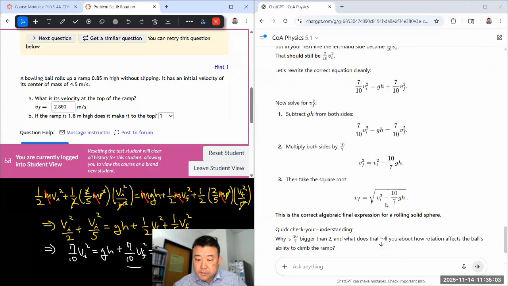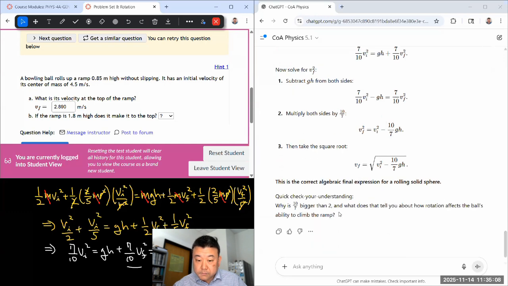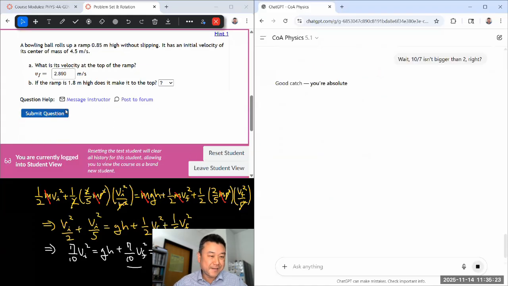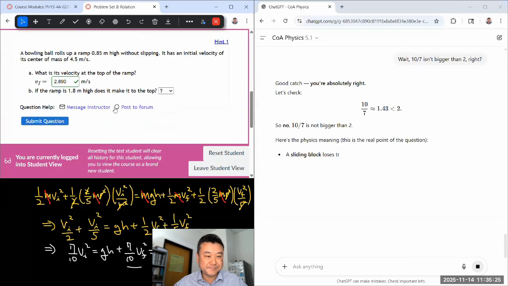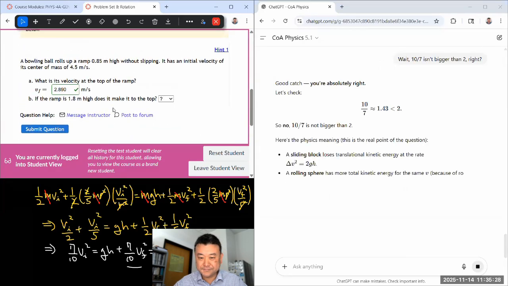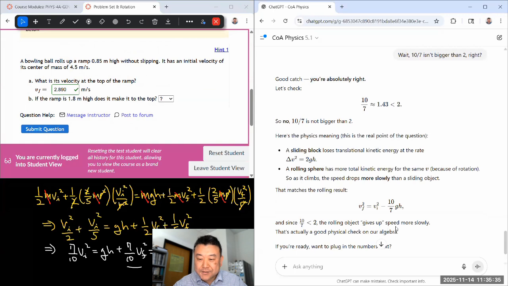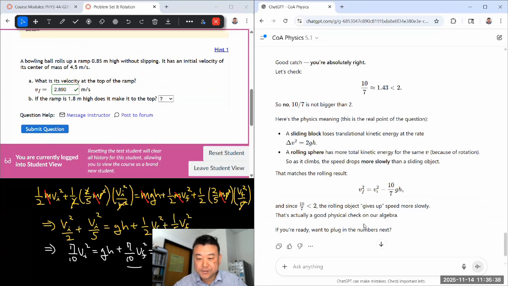So yeah, I got the correct final expression. Wait, 10 over 7 is bigger than 2, right? Yeah, sure. Gives us a speed of, more slowly. Actually, a good physical check on our algebra.